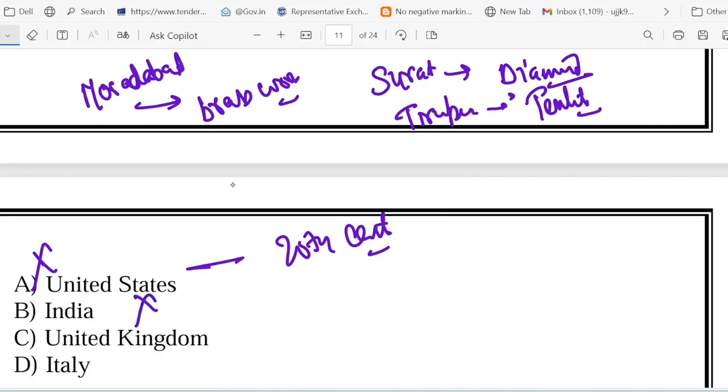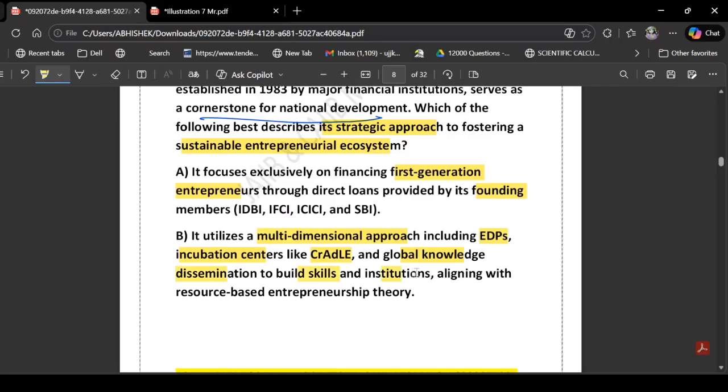What about the United Kingdom? Now the UK is called the birthplace of the Industrial Revolution. This is called the birthplace of industrial skill and institutions.